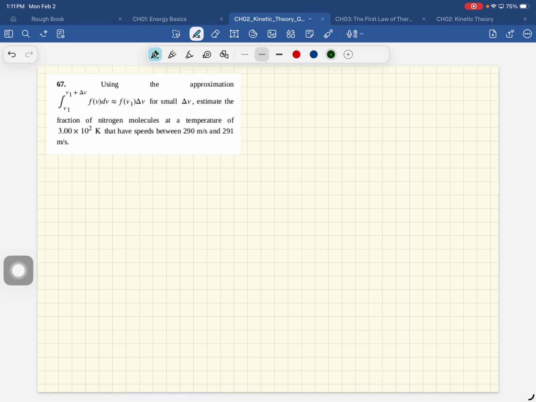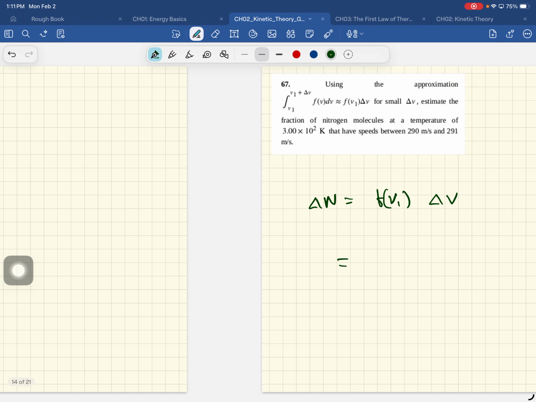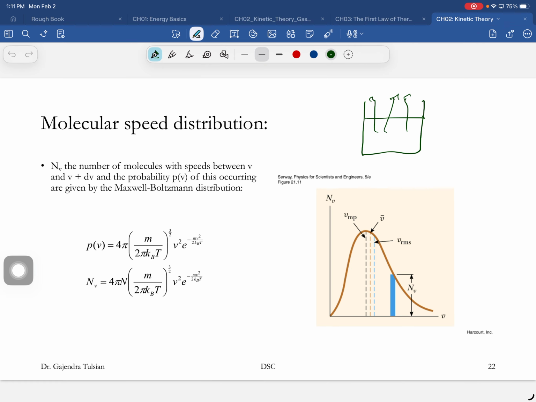All right, so I'm going to tell you the numbers. I'm not going to calculate it. It's messy. This is 4 pi. M is, what is M? The molecular mass of nitrogen, which is 28 grams per mole. R is 8.314. v1 is 290 meters per second. R is that. This is 1 meter per second. So those are all the values.